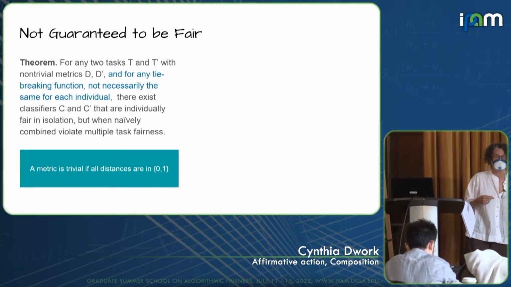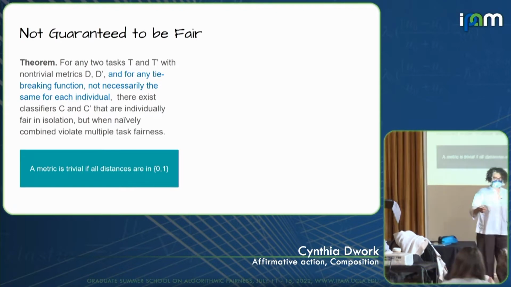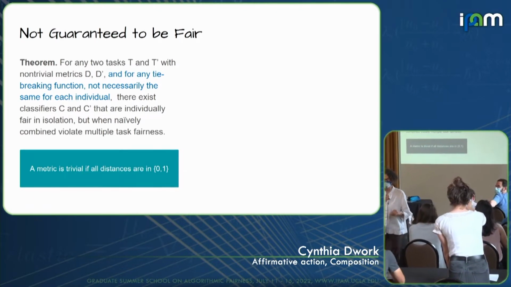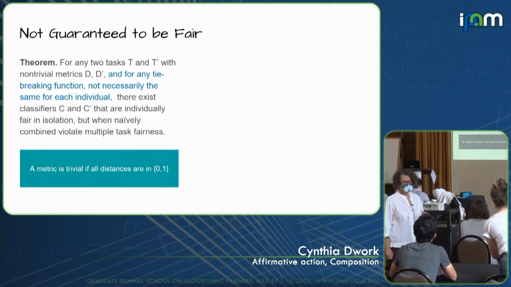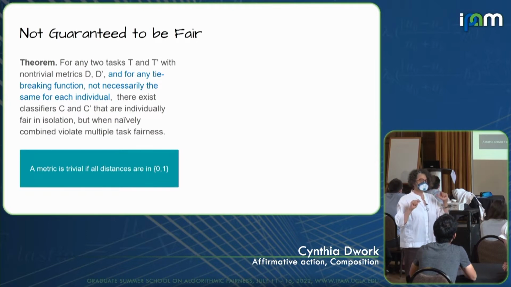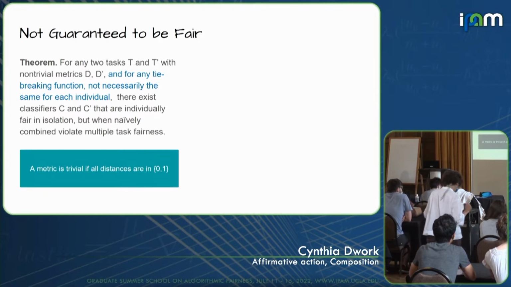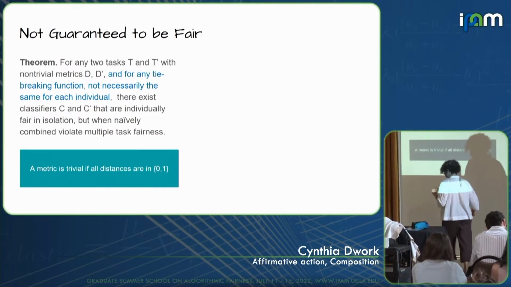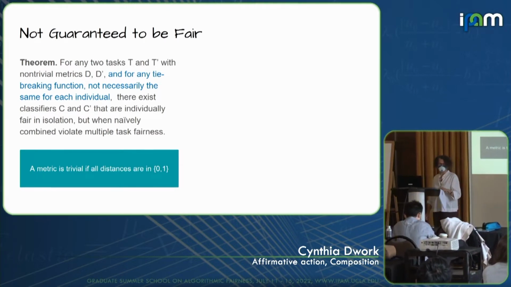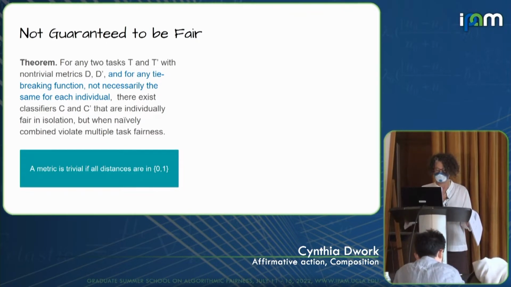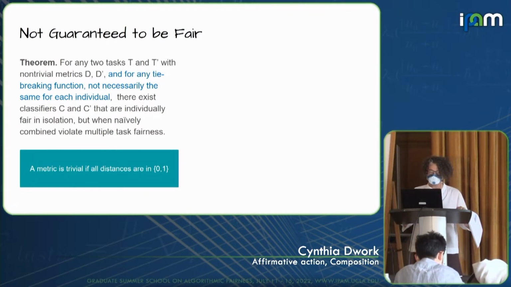Was that a question? For the definition of a trivial metric, is it that the distances are either 0 or 1, or are they in the interval? Those are curly braces, so it's a set. Either zeros or ones. Okay. Any other questions? Okay. So that's a theorem. Any questions on the theorem?